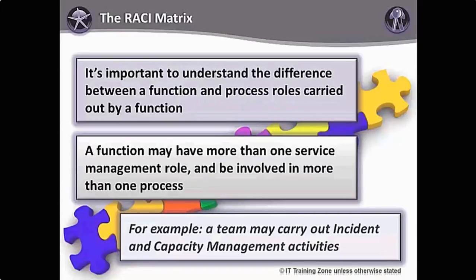Before we move on, it is important to understand the distinction between a formal function within an organization and the process roles that the function is expected to carry out. A formal function may fulfill more than one specific service management role and carry out activities relating to more than one process. For example, think about a second-line support team that carries out incident management and capacity management activities. A member of this team will be responsible for carrying out activities for the respective process owners, even though they do not directly report to them in terms of line management.